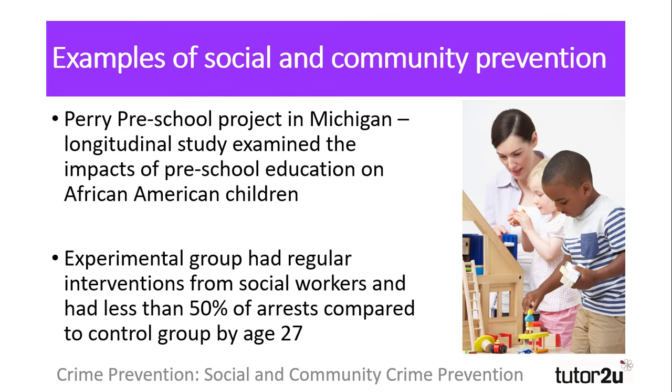While left realist ideas were utilised in the UK by New Labour, their ideas were not new. The Perry Preschool Project in Michigan, a longitudinal study which examined the impacts of preschool education on African American children, had previously had success in the USA, as had other programs such as Head Start. In the study, an experimental group had regular interventions from social workers, and upon completion of the study, it was found that they had less than 50% of the arrests compared to the control group by the age of 27. Although the findings were based on a relatively small sample, the result helped to inform other policies, including those proposed by left realists.